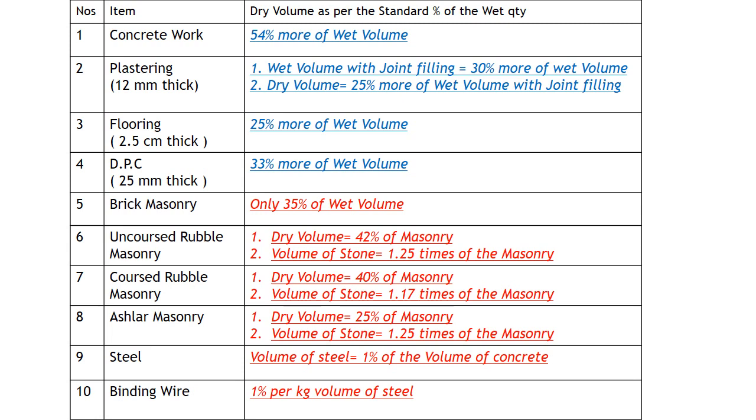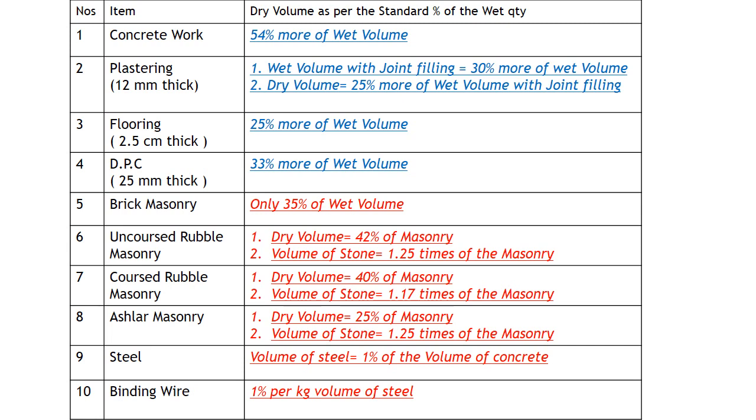First, for concrete work, the dry volume is 54% more than that of the wet volume. It means the volume increases. Similarly, for plastering work, the dry volume is 25% more than that of the wet volume with joint filling, which we will take in the example.